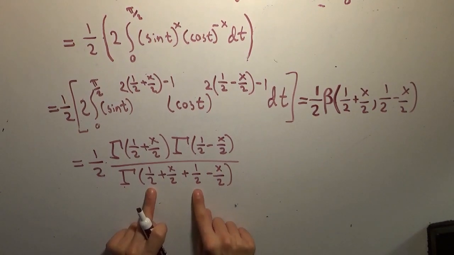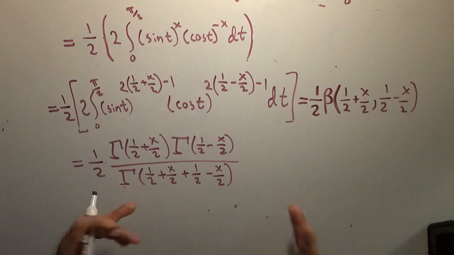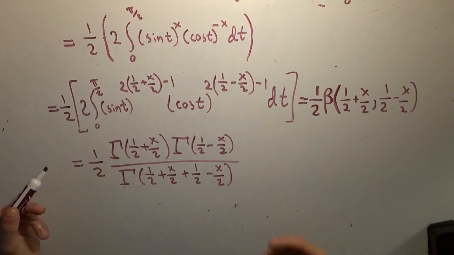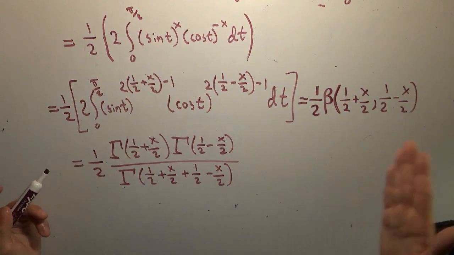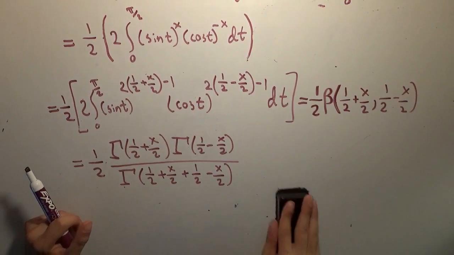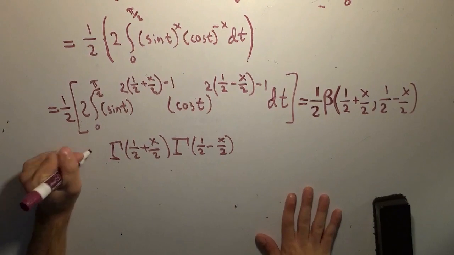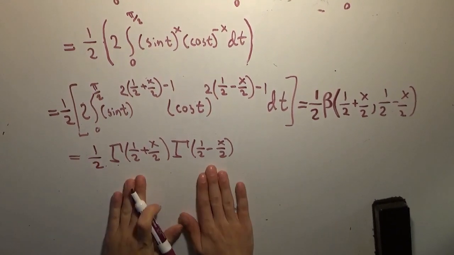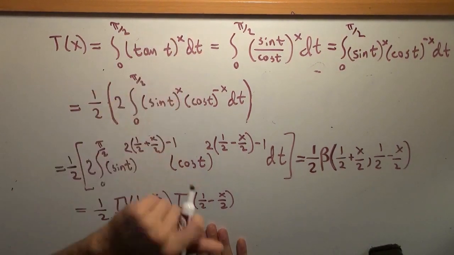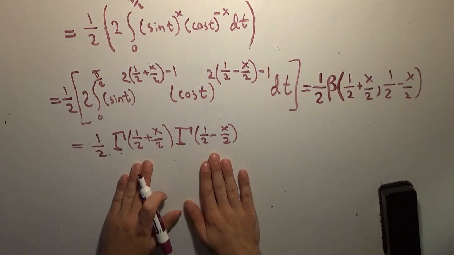Now let's quickly take a look at this denominator. 1/2 plus 1/2 is 1. x over 2 minus x over 2 is 0. So this in the denominator is the same as gamma of 1. And gamma of 1 is equal to 0 factorial, right? 1 minus 1 factorial, and 0 factorial is 1, so the denominator of this is 1. And we can actually just write this now as 1/2 times this product of gamma functions. Isn't that amazing? We've shown that our original question, this integral of powers of the tangent function, is actually equal to a product of gamma functions, which is just fantastic.